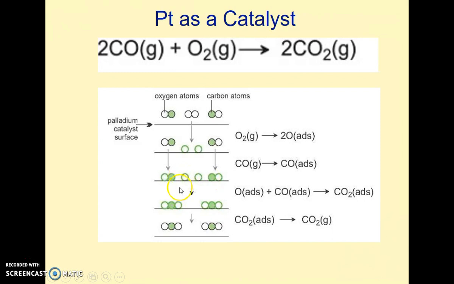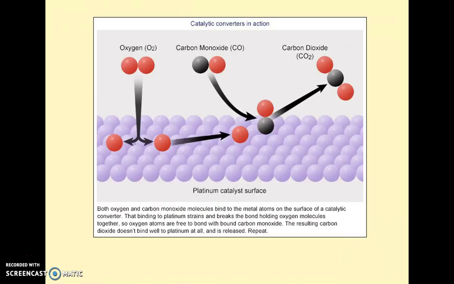And if you see they're about to collide here, this is the activated complex, when they're about to collide, and then they produce carbon dioxide, which is not attracted to the platinum, so it gets released from the catalyst surface. Okay? So here's another image of this.